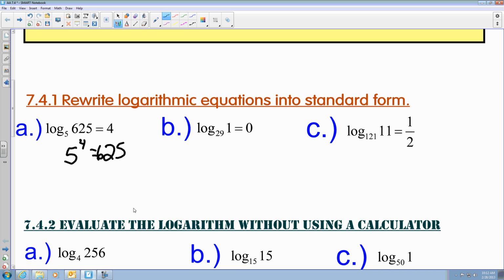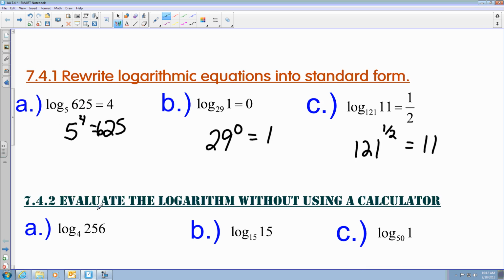And so if I go to b, if I'm going to write this in standard form, I get 29, which is my b, to the 0 power equals 1, which holds true. Here for c, I got 121 to the 1/2 power equals 11, which is also true.